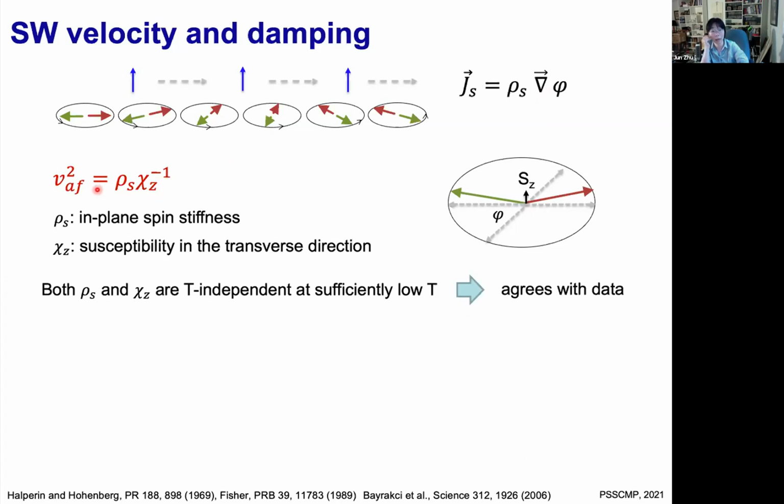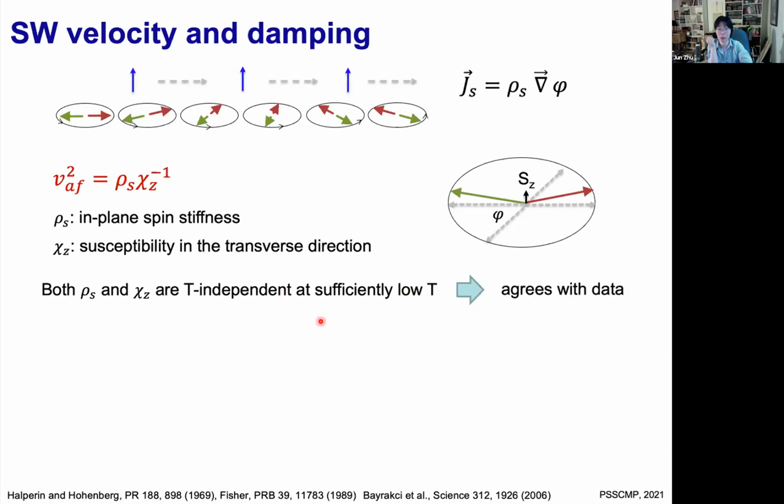It turns out that the velocity depends on two things. Number one is the in-plane spin stiffness. That's kind of the spring constant. The stiffer the constant, the larger the spin velocity. It also depends on the inverse of the susceptibility in the transverse direction. That is, if a spin comes in like this, if my spins easily do that, then the spin wave actually doesn't propagate very well anymore because they prefer to lie in plane. That's the stronger interaction direction. So it's inversely proportional to the susceptibility in the transverse direction.